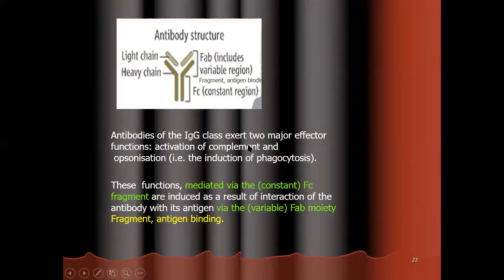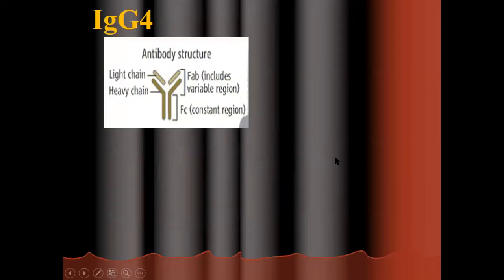Antibodies of the IgG class exert 2 major effector functions: activation of complement and opsonization, induction of phagocytosis. These functions are mediated via the constant region, the constant fragment, and are induced as a result of interaction of the Fab, the antigen binding fragment, with the specific antigen. Once the specific antigen attaches to the Fab, this will lead the constant region to induce the function, which is activation of the complement and opsonization and stimulation of the immune cascade. This is typical for any IgG.